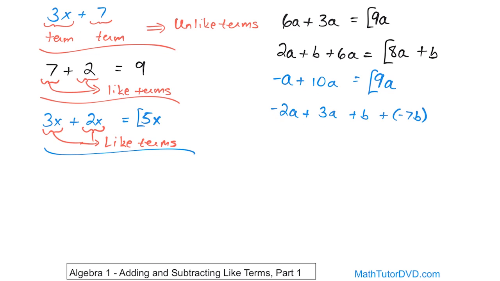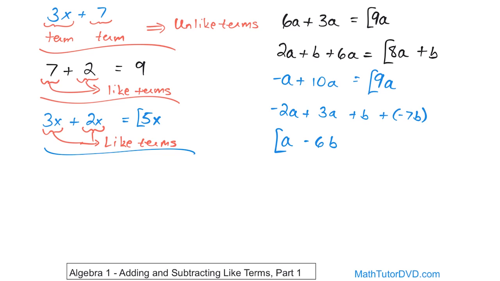What is negative 2 plus 3? That's just going to be 1, right? So it's going to be 1, and a is going to be coming along for the ride. So there's kind of an implied 1 right in front of the a here. And then you move your attention over to here. You have 1 plus a negative 7. How do you do that? That's going to give you negative 6, and b is going to come along for the ride. So make sure you understand that.